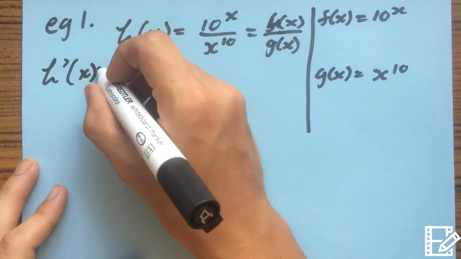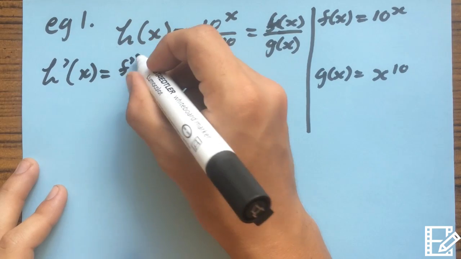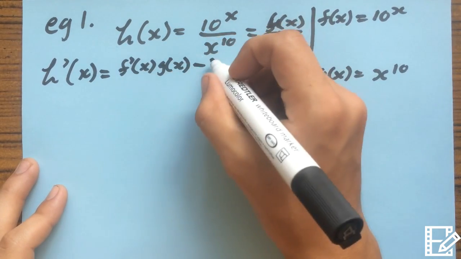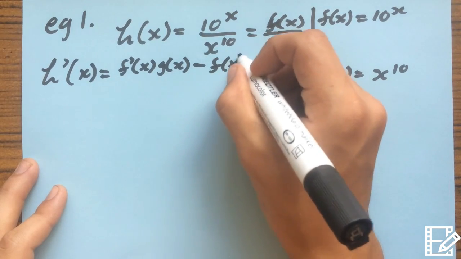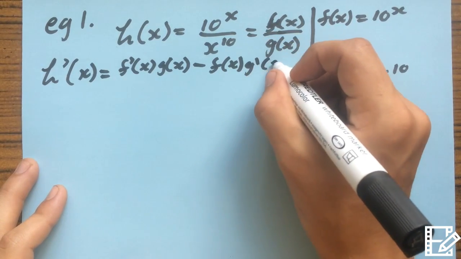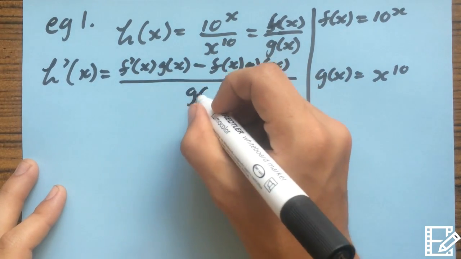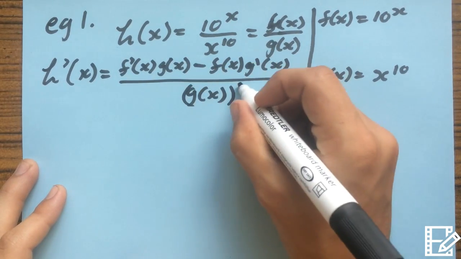When we write the derivative out, we get the derivative of f(x) multiplied by g(x) minus f(x) multiplied by the derivative of g(x), all over g(x) squared.